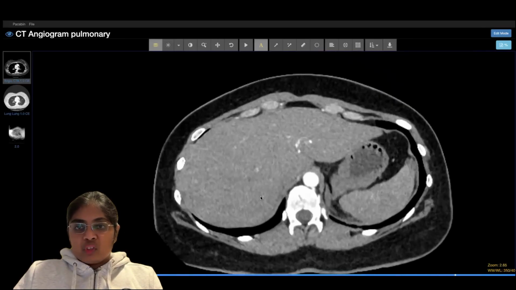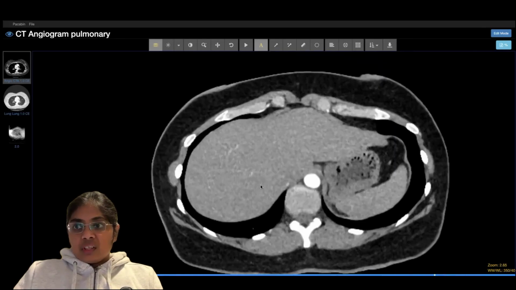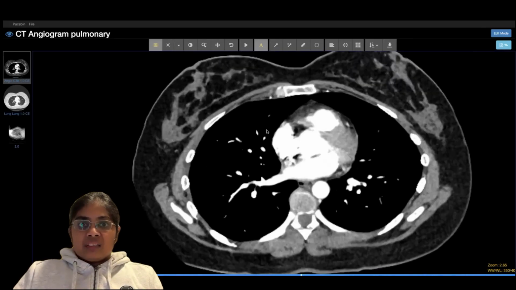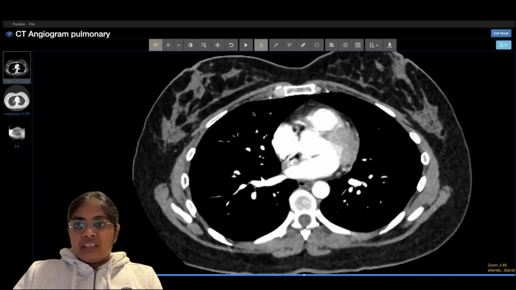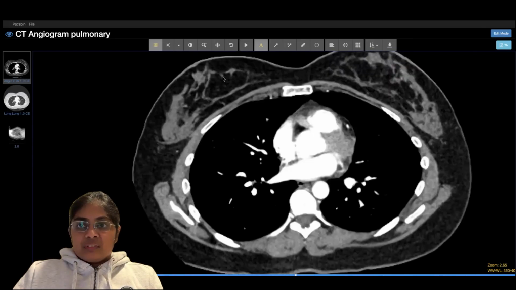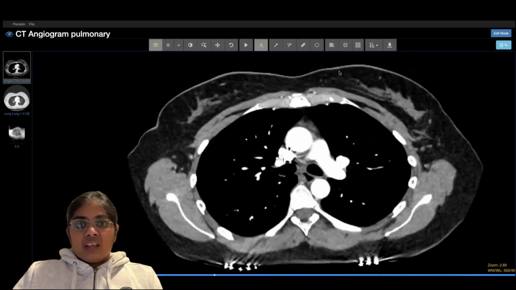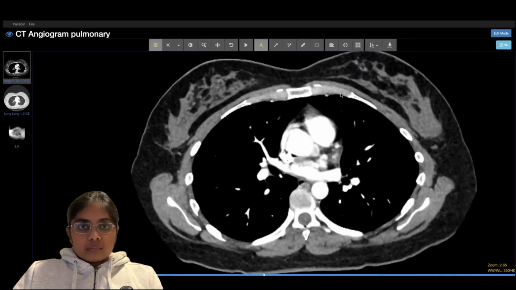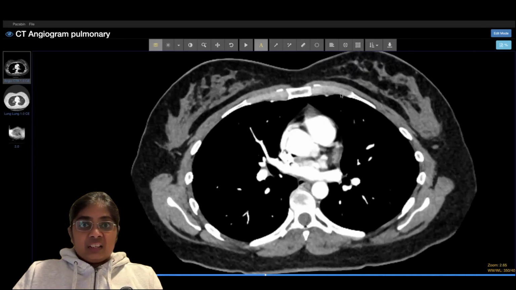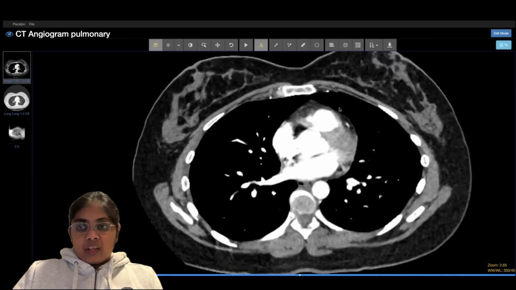Next, I'm going to move on to the soft tissues. So my eyes go on to the surrounding soft tissue, the musculature and the subcutaneous tissue. Particularly to make a note of is the breast in a female, to see if there are any masses that we can see.